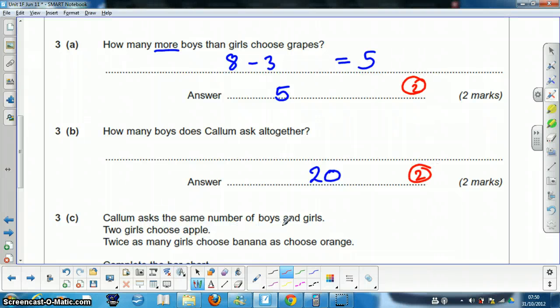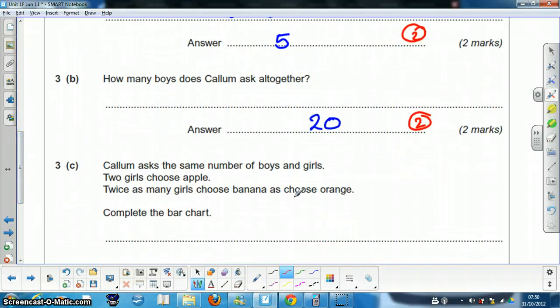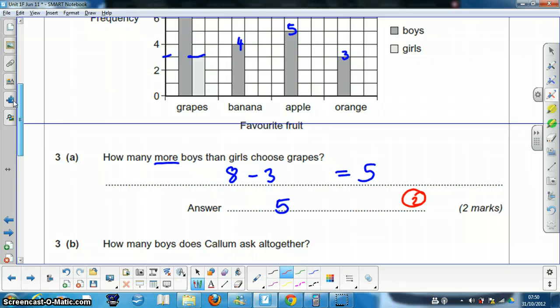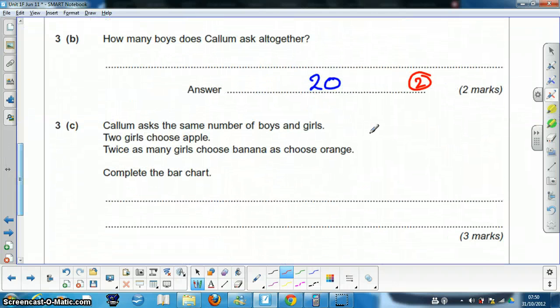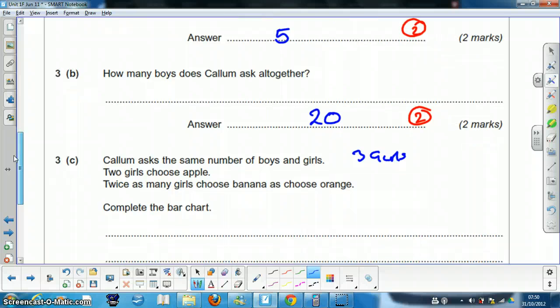Callum asked the same number of boys and girls. 2 girls chose apples. Twice as many girls choose bananas as choose orange. Complete the bar charts. We've got to think. At the moment, we've got the details for 3 girls. So we know that 3 girls chose, what was the first fruit? Grapes.